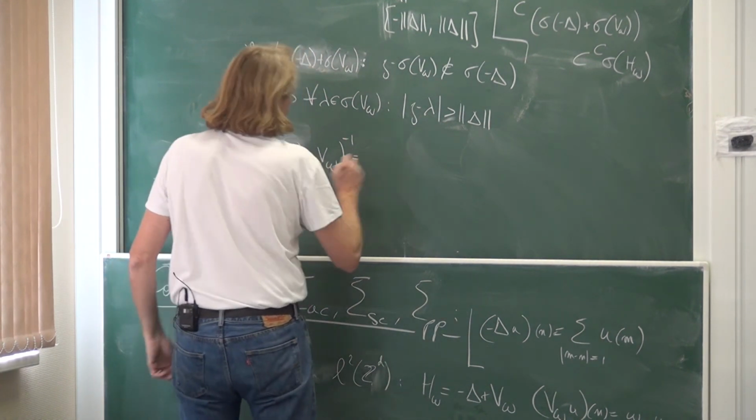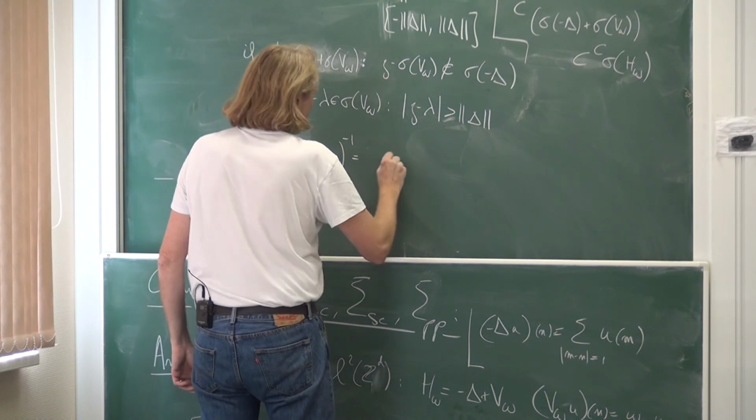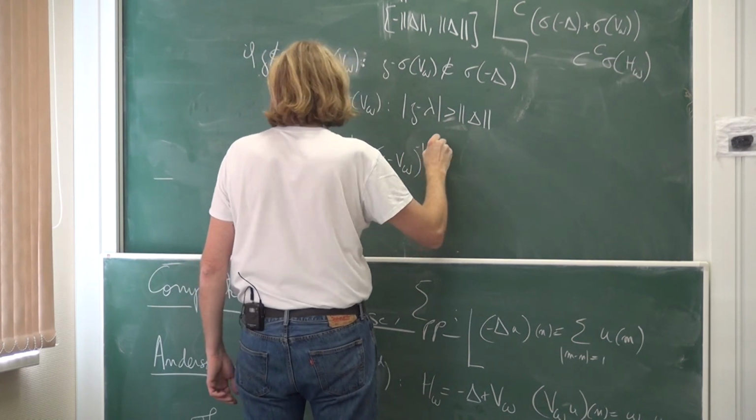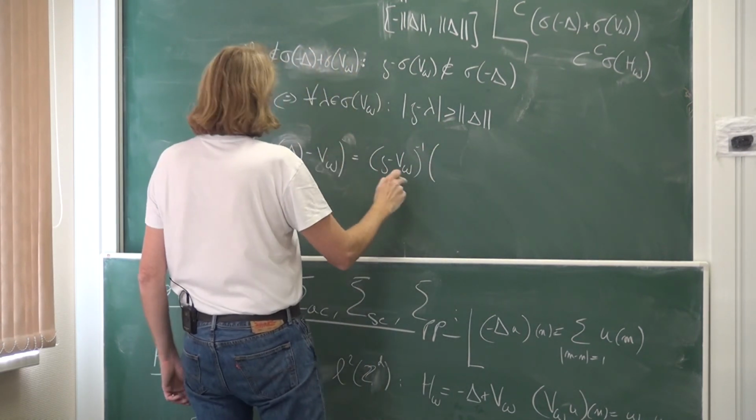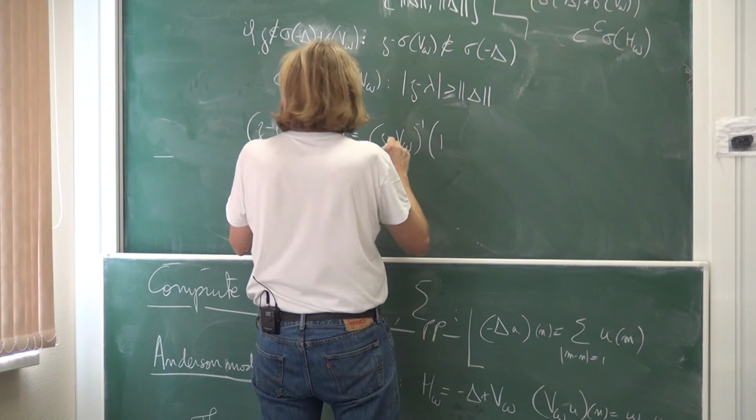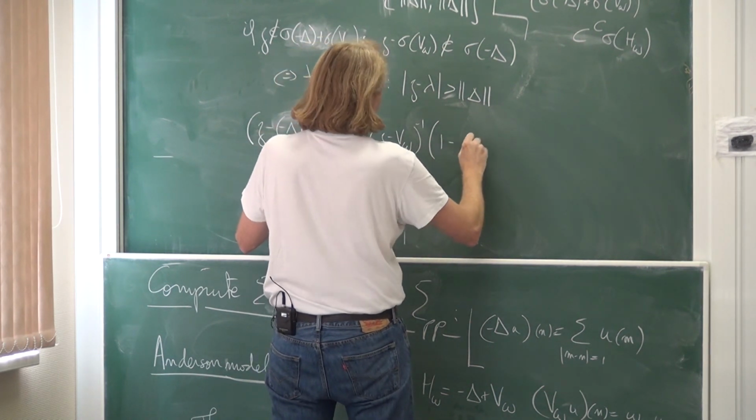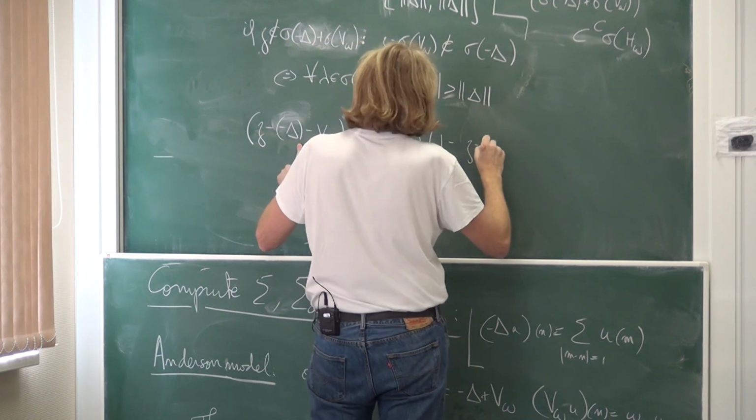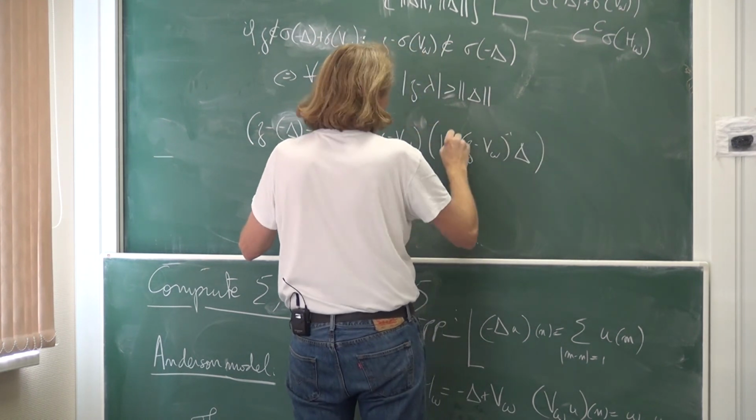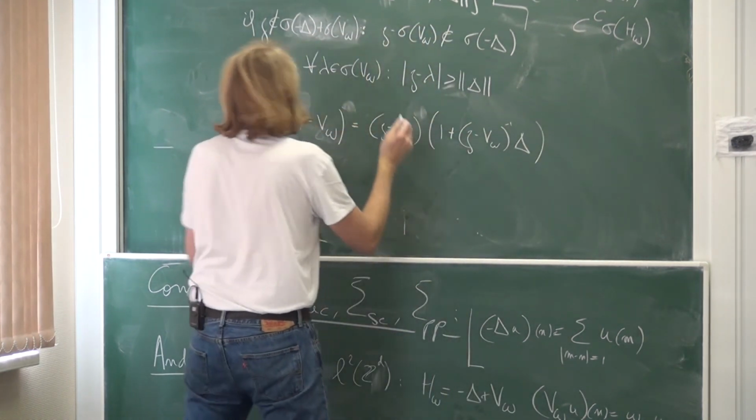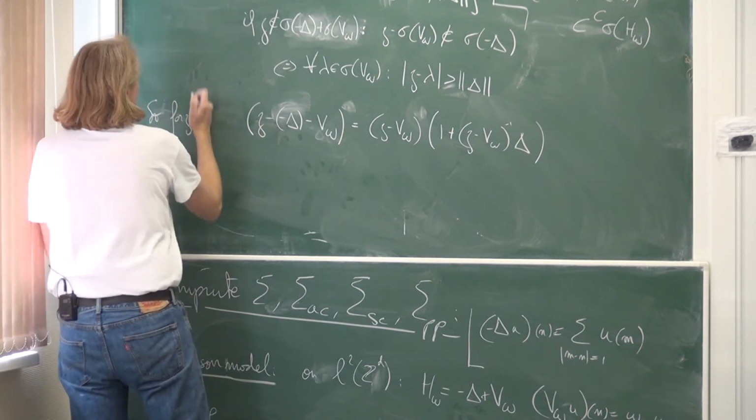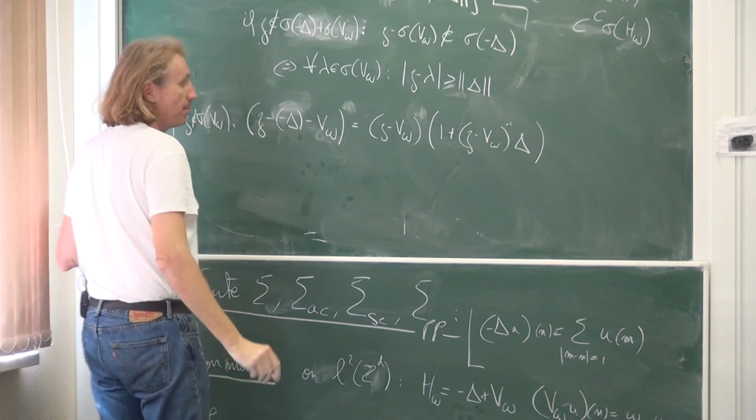Okay, so what I do is the following thing. I write this, of course, as Z minus V omega minus 1, so Z minus V omega minus 1, times 1 minus, and here you have Z minus V omega minus 1 Laplacian, and I have a plus maybe here. So for Z not belonging to the spectrum of V omega, I have this.